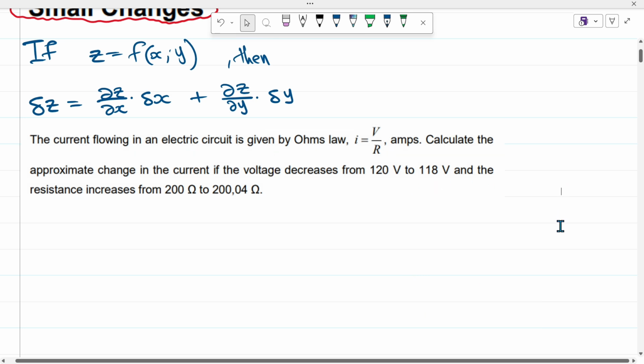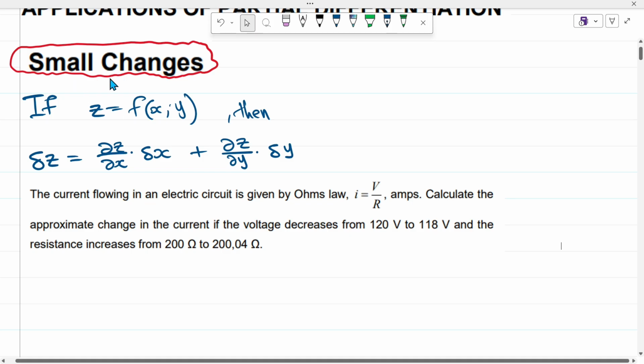All right, we're given that the current flowing in an electric circuit is given by Ohm's law, I equals V over R amperes. Calculate the approximate change. You see, calculate the approximate change. That's how you know that you're calculating small changes. So you need to use this formula. And then in the current, if the voltage decreases from 120 volts to 118 volts, and the resistance increases from 200 ohms to 200.04 ohms. So you're also given small changes.